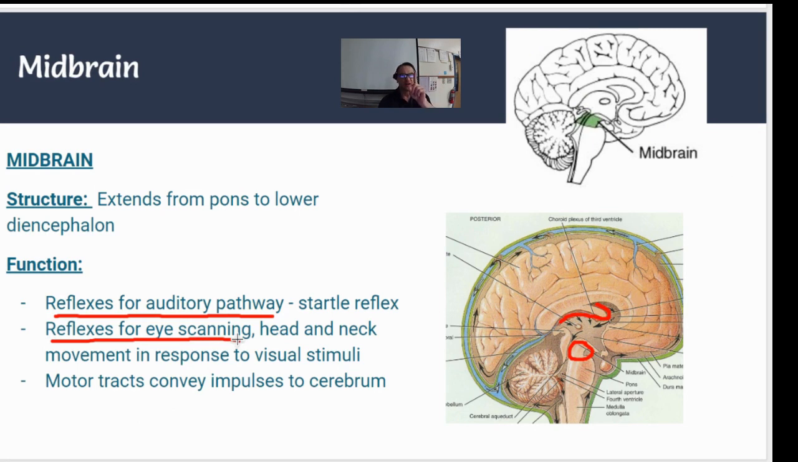I can focus on my finger, but then I can also focus on objects in the back of the room. So my eyes have to make adjustments in order to focus and to track different objects. So the auditory pathway, that's the inferior colliculi, and the superior colliculi is for the eye scanning reflexes. It also has motor tracts that convey impulses to the cerebrum, but most of the brainstem does that. So the first 2, these are the ones you're going to need to know. And you're not going to need to know superior and inferior colliculi. Just know reflexes for auditory, the startle reflex, and also eye scanning. Those are both functions of the midbrain.